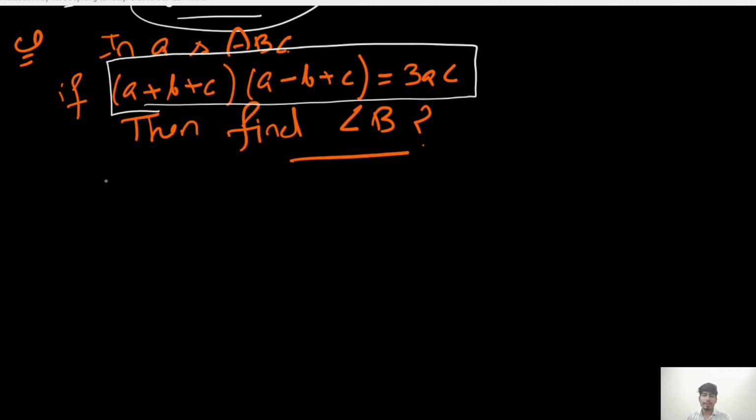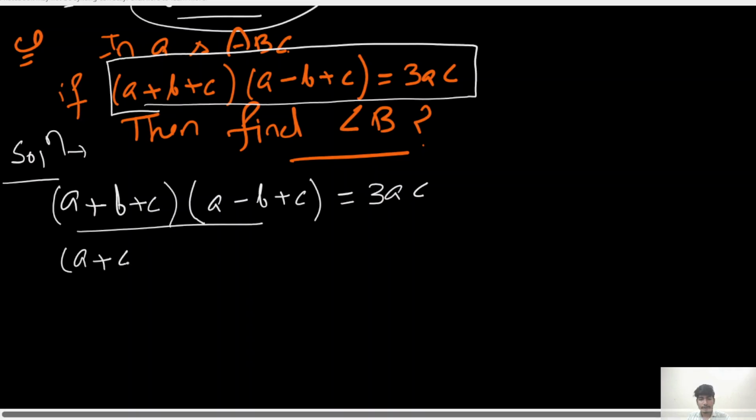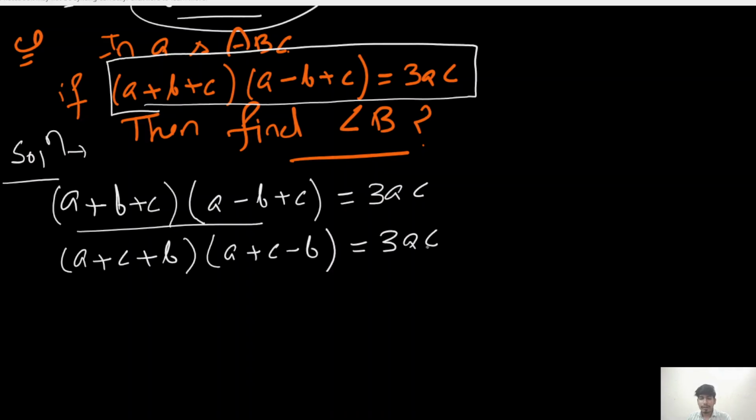Okay, students, so let's take this one. Solution: (a plus b plus c) into (a minus b plus c), this is given as 3ac. Then reordering this, what we get? (a plus c plus b) into (a plus c minus b), this is equal to 3ac. Then in LHS we know (a minus b) into (a plus b) is equal to a square minus b square.